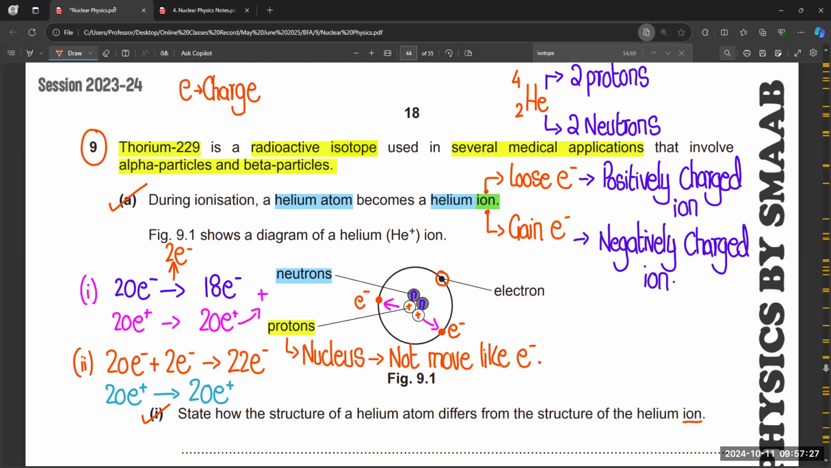And when we write E positive, E positive means protons. And when we write E negative, it means electron. The E symbol we are actually using for charge. If we write plus, positive charge. If we write minus, negative charge.